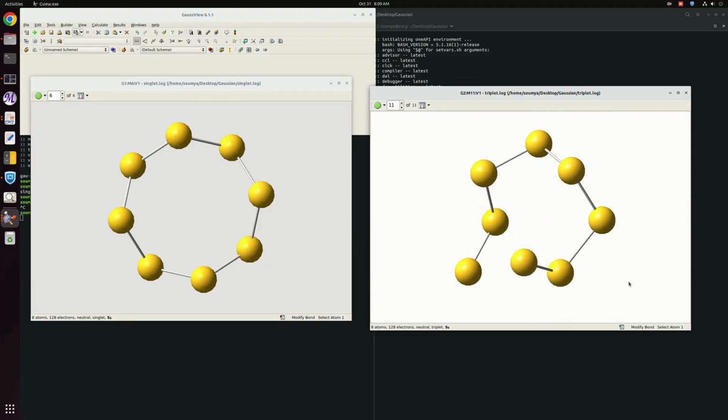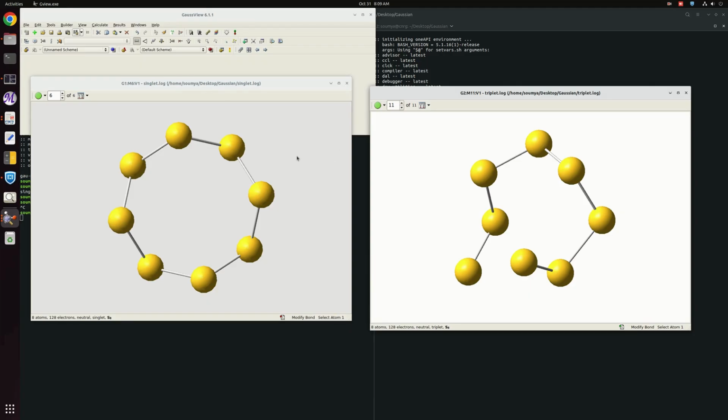This is how one can perform excited state calculations for any kind of reaction mechanism, to see how a system can go from this state to this state. So we can see this in this way.